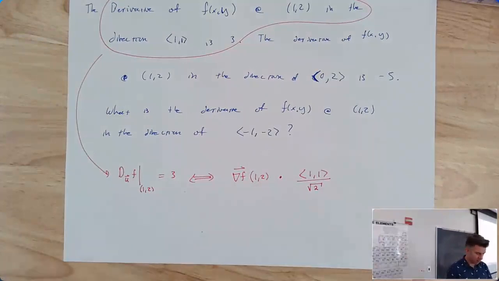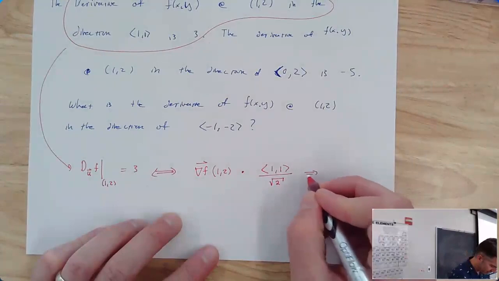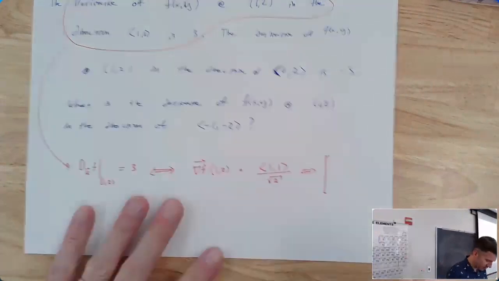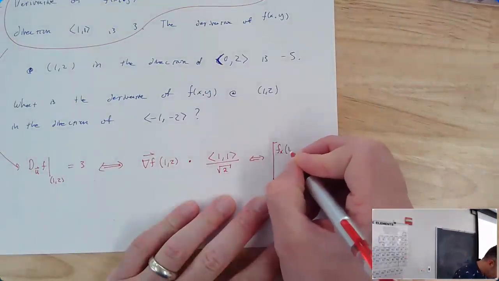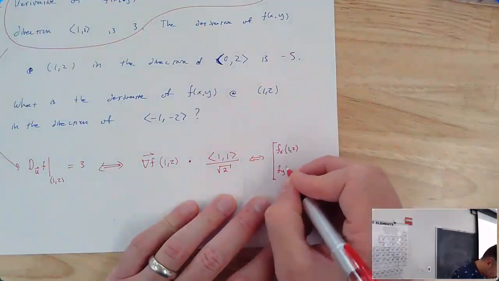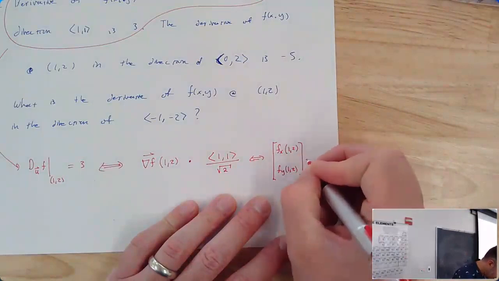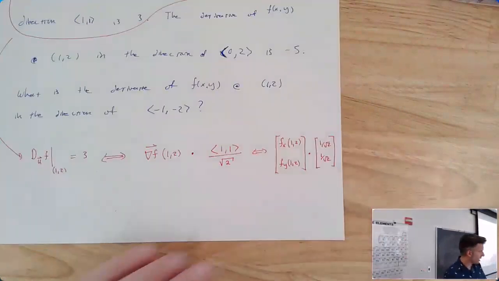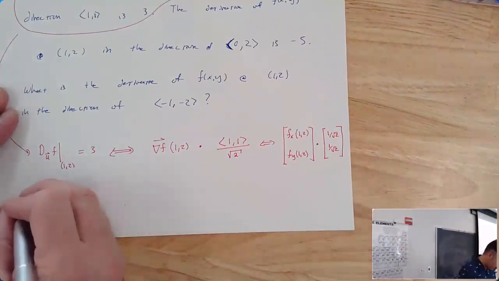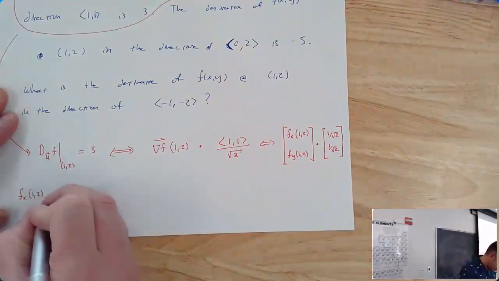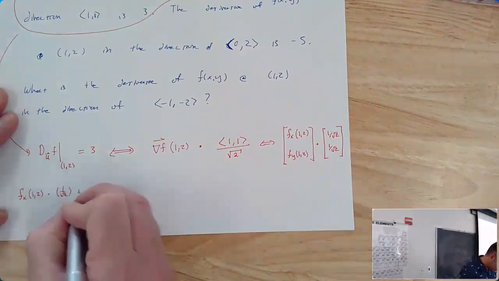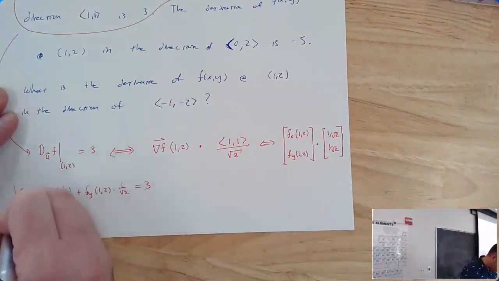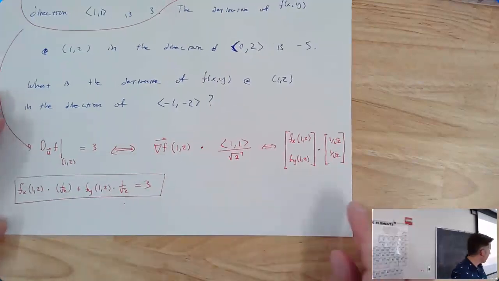Okay, let's actually write this out a little bit more nicely. I'm going to write my gradient as a vector. Remember, the gradient's the partial derivatives. So that's going to be the partial with respect to x at the point (1, 2), and the partial with respect to y at the point (1, 2), dotted with the vector (1 over root 2, 1 over root 2). I don't know exactly what's what just yet, but I know that the partial with respect to x at (1, 2) times 1 over root 2 plus the partial with respect to y at (1, 2) times 1 over root 2 has to equal 3. Okay, that's not enough yet, but I have another equation.